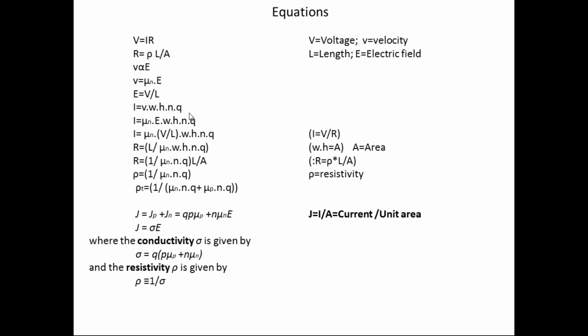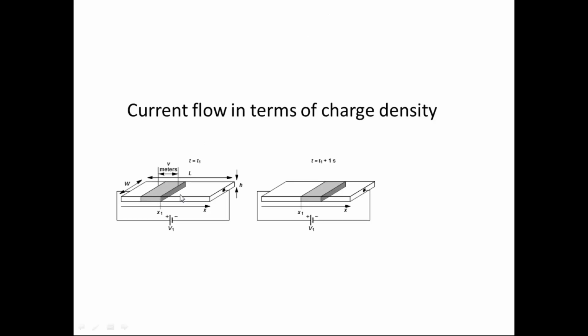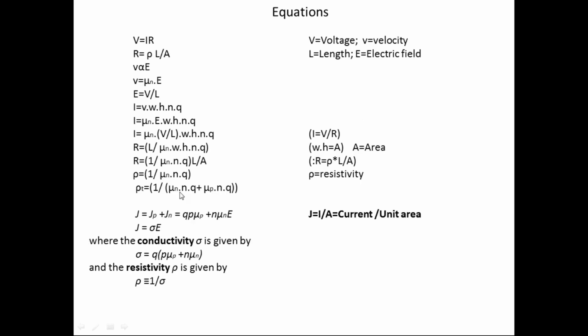Now by using this we can find the current resulting within 1 second, which depends upon v into W into H into N into Q, where W is the width, H is the height, v is the velocity, N is the number of electrons, that is the electron concentration, and Q is the charge of the carrier. Now replace small v with mu n into E, remaining as it is. Again replace E with V by L, which is well known.